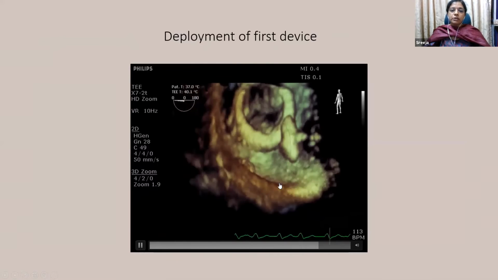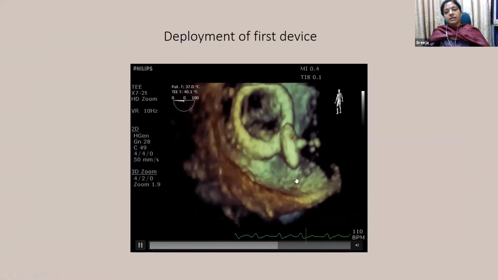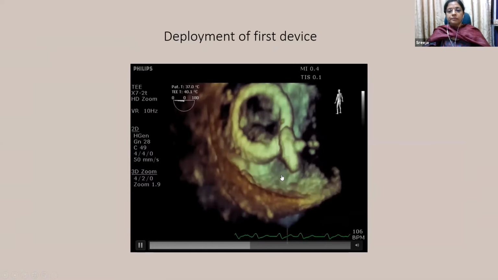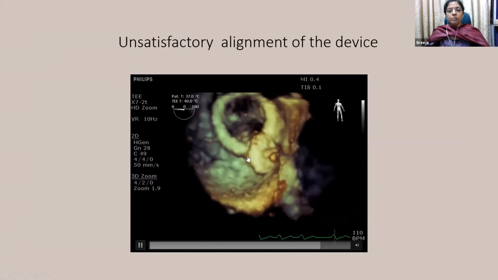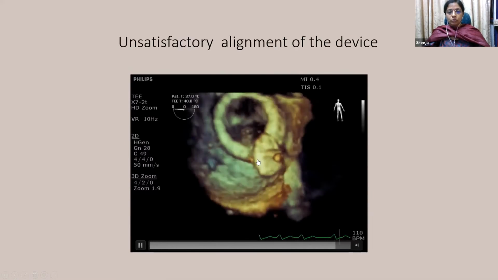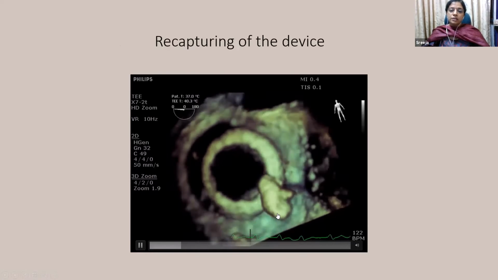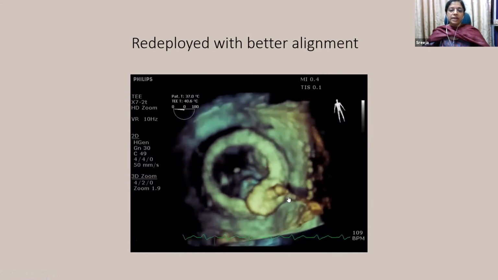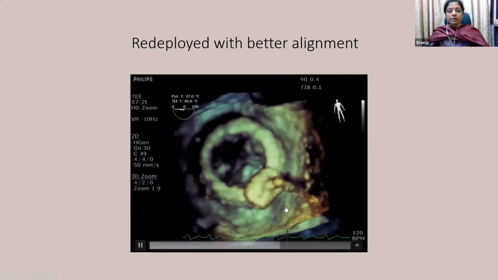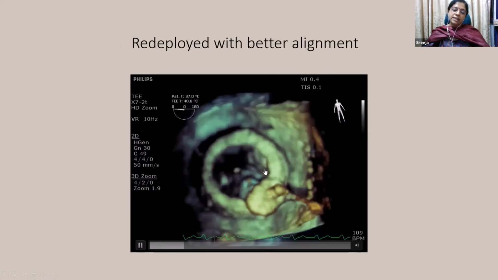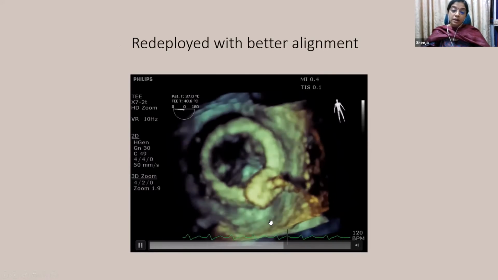And this is the deployment of the first plug. You can see how it is orienting itself well inside the heart. However, on deployment, it is not completely coaxial to the leak or to the sewing ring. So this is the recapturing of the device so that it can be redeployed with better alignment, and this is aligned better compared to the first. So all this can be seen as it is happening inside the heart.